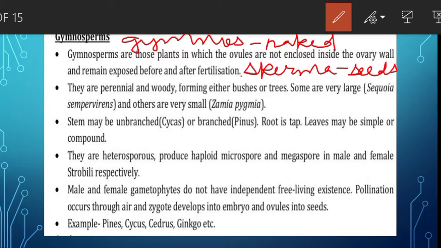The gymnosperms are plants in which the ovules are not enclosed by any ovary wall and remain exposed both before and after fertilization. They are perennial. Perennial means they live for several years, and woody, forming either bushes or trees. Bushes means it is a shrub or clump of shrubs with stem of moderate length.